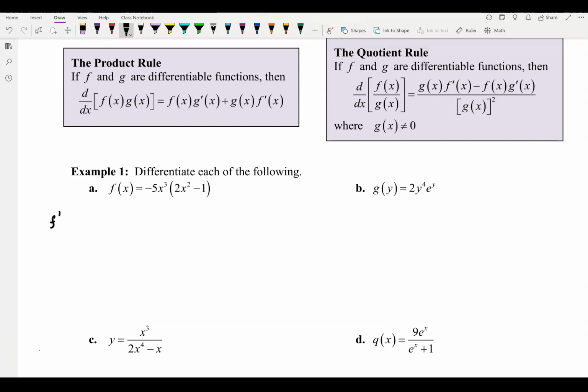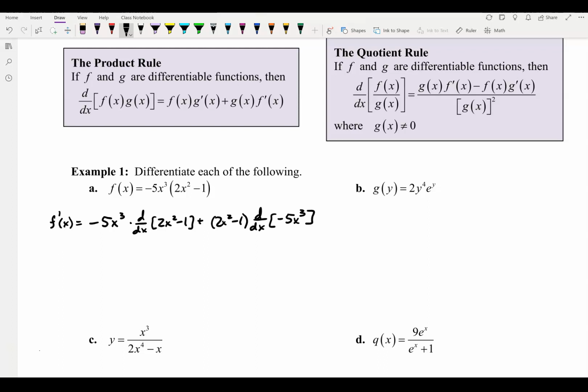So the first one, we want to find f prime of x. So we have f prime of x is going to be, we have a product of this function and this function. And yes, we could distribute and simply use the rules from earlier, but we want to practice the product rule. So here we go. The first function times the derivative of the second function plus the second function times the derivative of the first function.